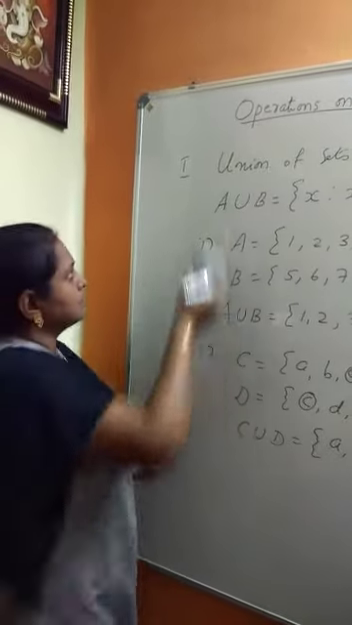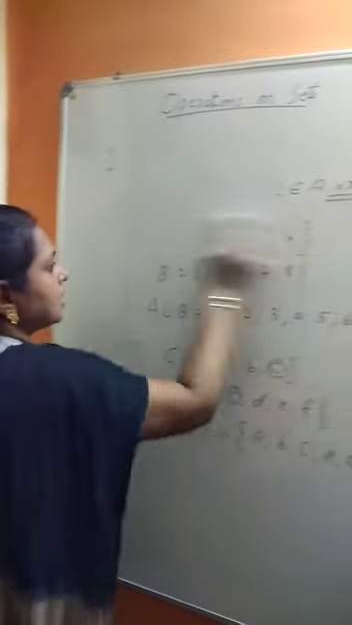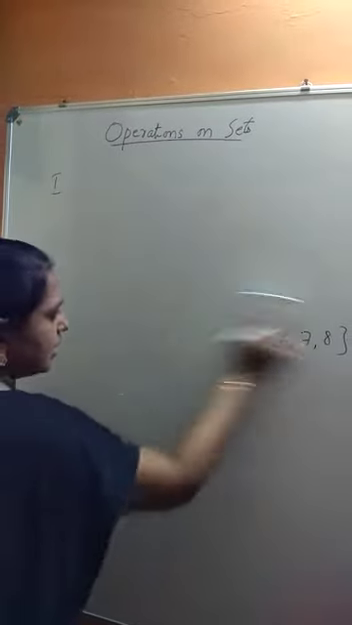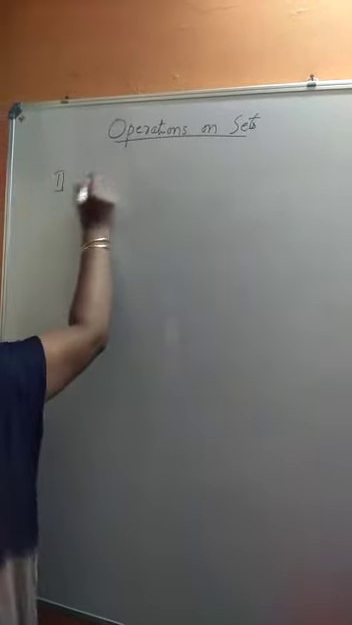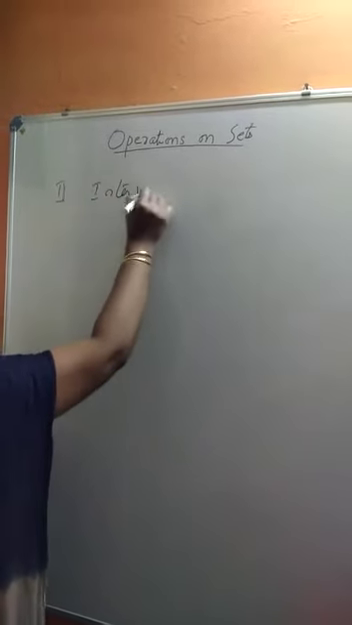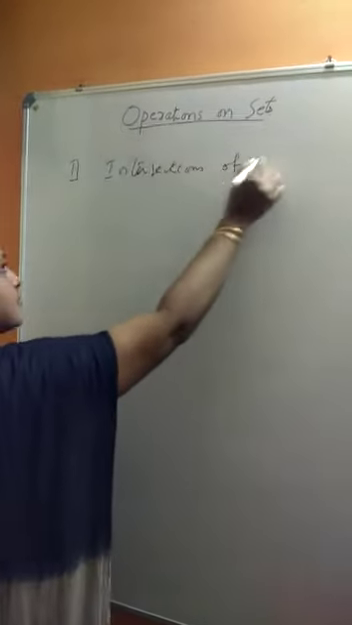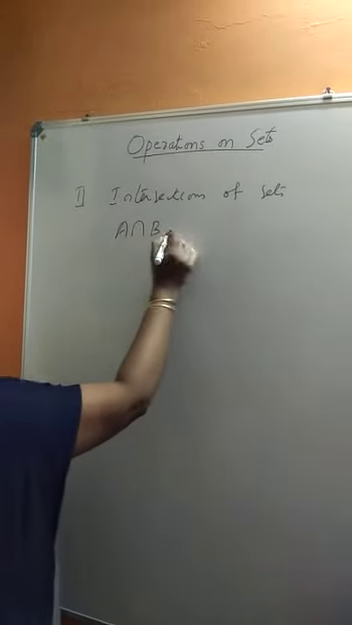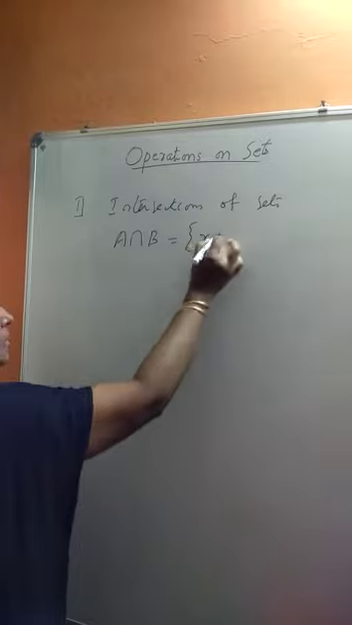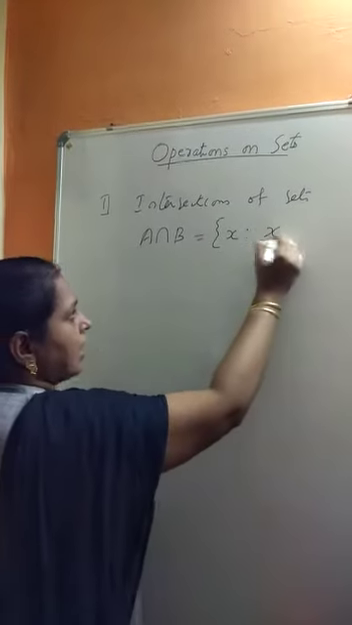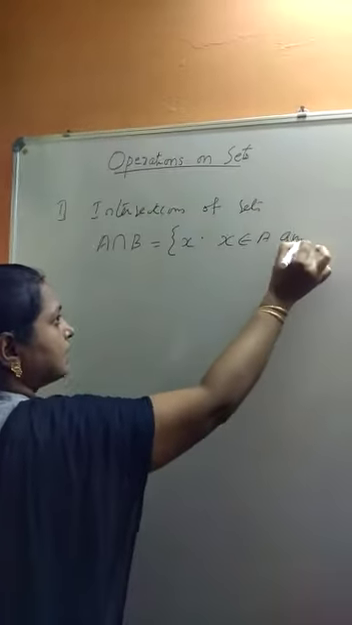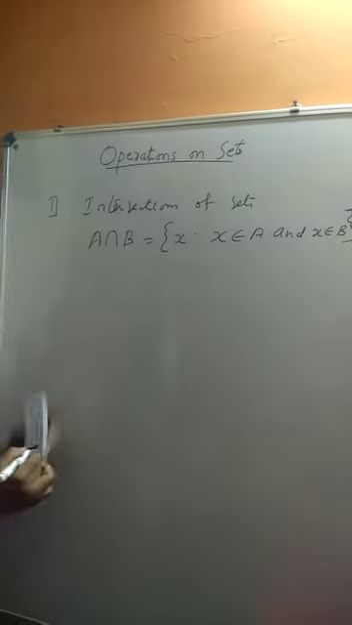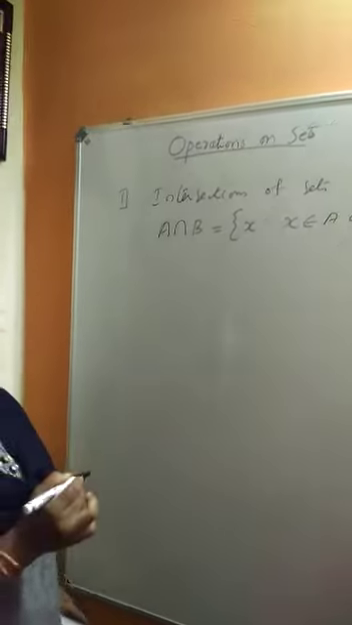Now second operation. Second operation is known as intersection of sets. Intersection of sets is defined as A intersection B. This symbol is used for intersection. A intersection B is equal to the set of all x such that x belongs to A and x belongs to B. Means we have to choose elements of A intersection B as the common elements of both the sets A and B.